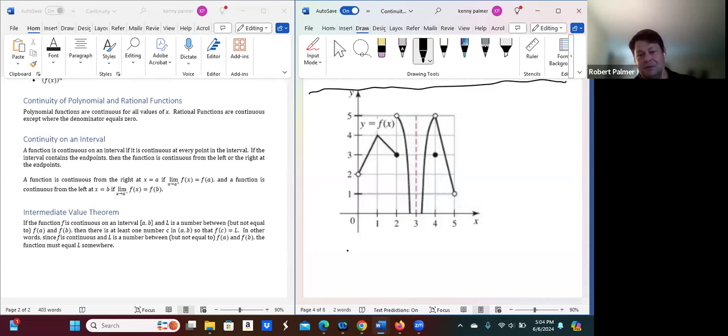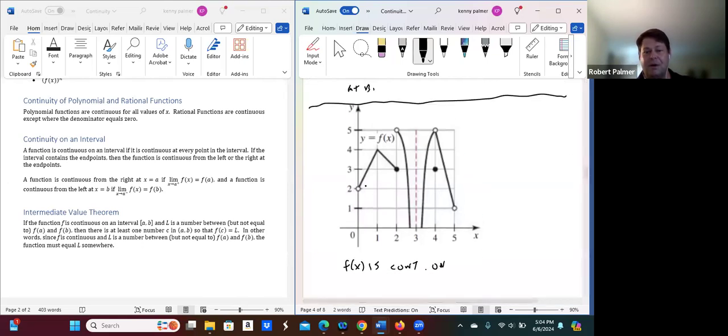So f is continuous on the following intervals. First off, let's take a look over here. Clearly we can see that everywhere, if we don't include 0 or 2, everywhere between 0 and 2 in terms of x, it's continuous there. We don't have to pick up our pencil or pen to draw it there.